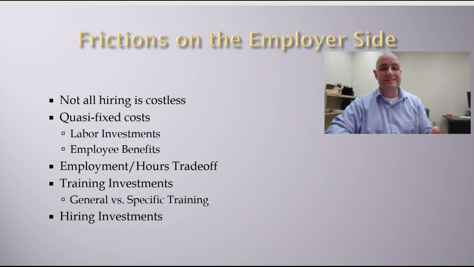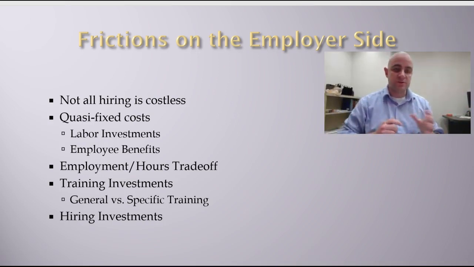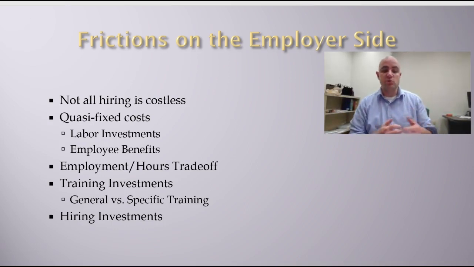These are called quasi-fixed costs. Now, these quasi-fixed costs can't be cut in the short run. It's slow to adjust employment levels to changing market conditions, so they just can't get rid of them. There are two types of quasi-fixed costs. The first is labor investments. So the cost of finding suitable employees, it's not free.